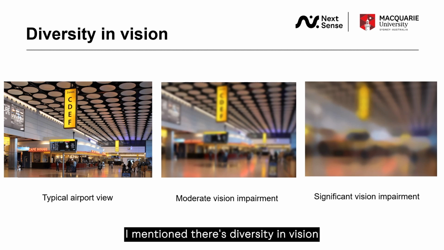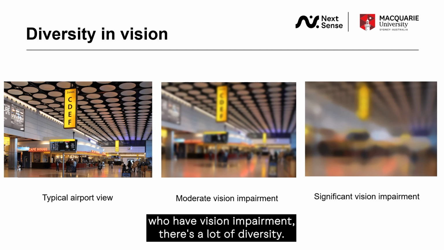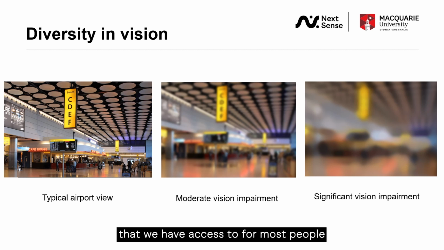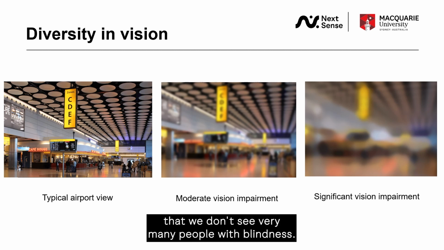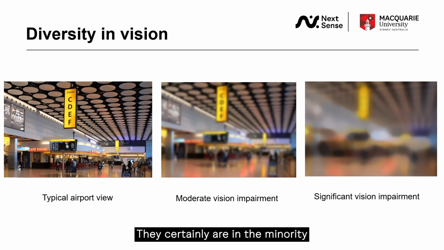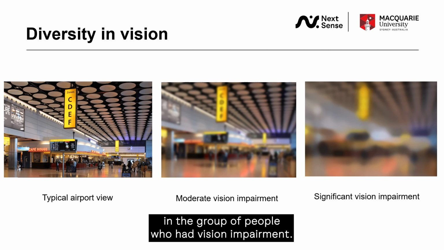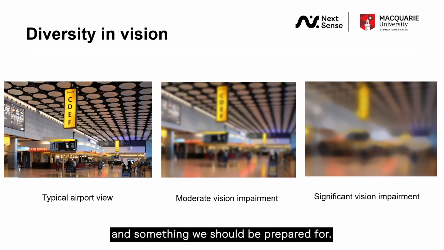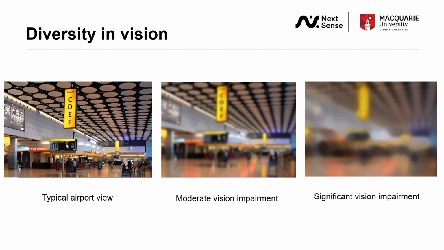I mentioned there's diversity in vision, and certainly in the population of people who have vision impairment, there's a lot of diversity. In Australia, we're very lucky with the health service that we have access to for most people, that we don't see very many people with blindness. They certainly are in the minority in the group of people who have vision impairment. So low vision is much more common and something we should be prepared for.